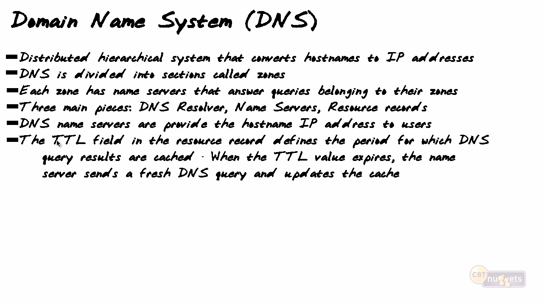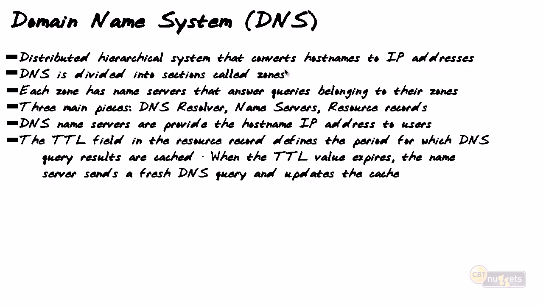There's also a time to live field in the resource record, and that defines how long the DNS queries are cached, okay? And this is basically pushed down from the top. When the TTL value expires, the name server will send a fresh DNS query and update the cache.